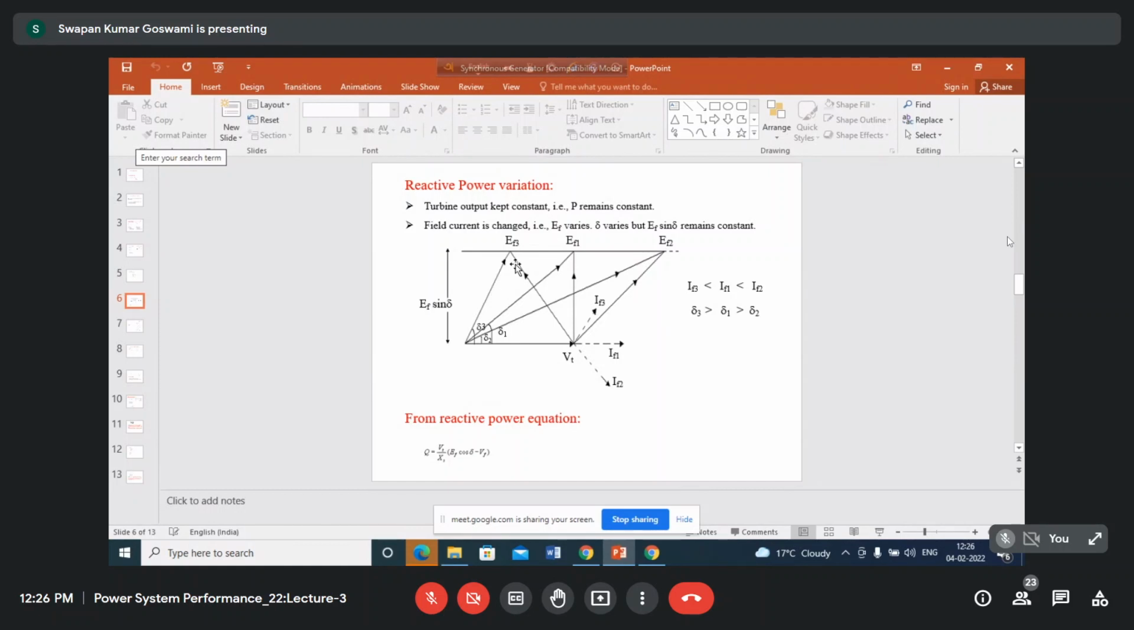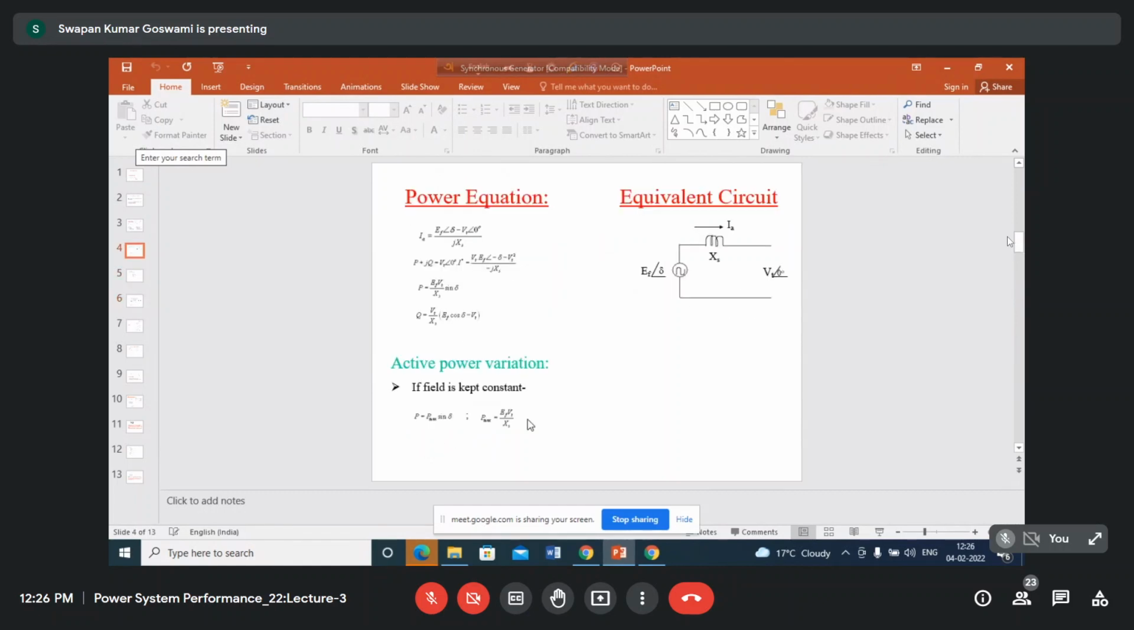That means active power output remaining constant, if we talk in terms of P max and delta, means P max sine delta will remain constant. According to this expression, you have to keep P max sine delta constant, or EF sine delta has to be kept constant. Same thing because Vt is constant. So EF sine delta has to be kept constant, but EF cosine delta may vary.